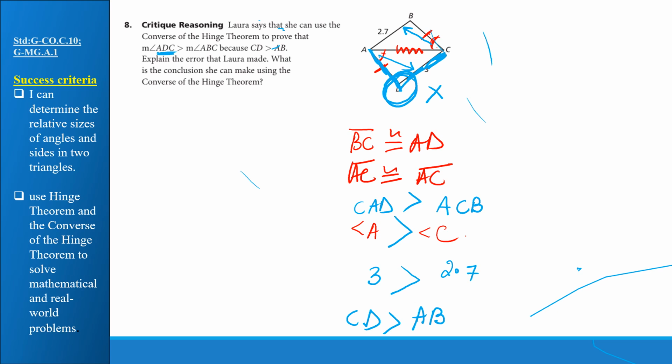Why? Because angle D and angle B are actually equivalent to each other. The reason is that they are sharing these sides. So if they are sharing this side, this angle and this angle must be equal to each other. The only angle which they can talk about could be an included angle.